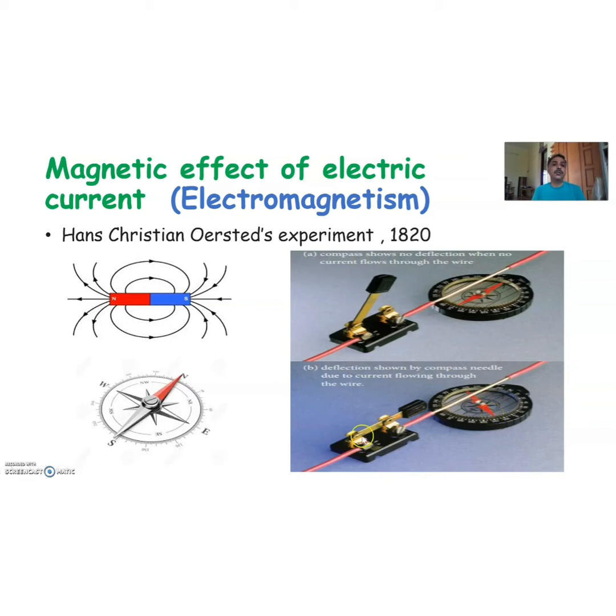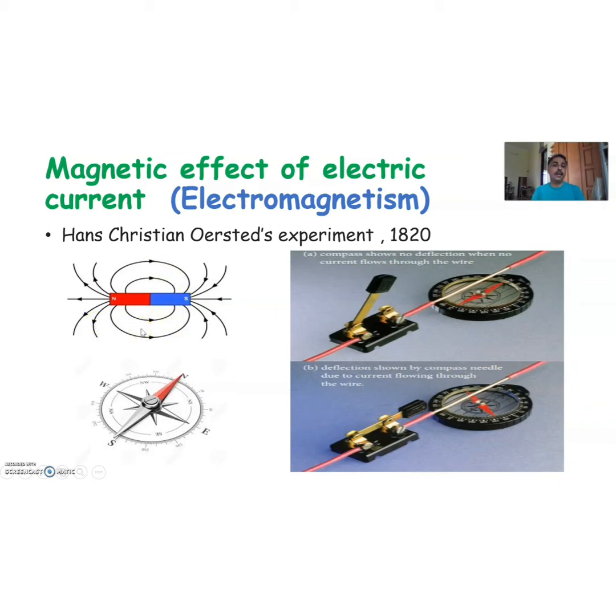This clearly shows that the current flowing through the wire creates a magnetic field around it. Since we know that the magnetic needle will be deflected only in the presence of a magnetic field.